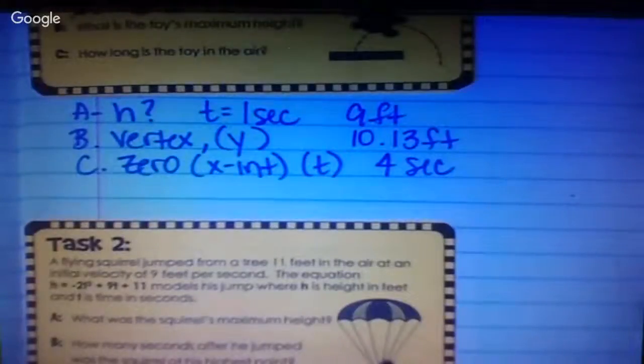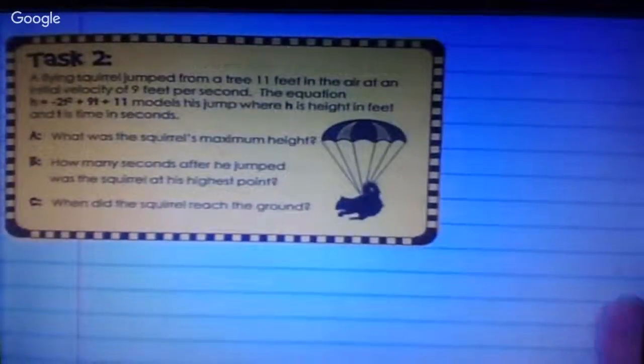So you should have had 9 feet, 10.13 feet, and 4 seconds. Once you interpret what in the world it's asking you, you're pretty good with the calculator at this point. It's a matter of how do I decipher this? What do they actually want? Okay. All right, task number 2. We're talking about flying squirrels.